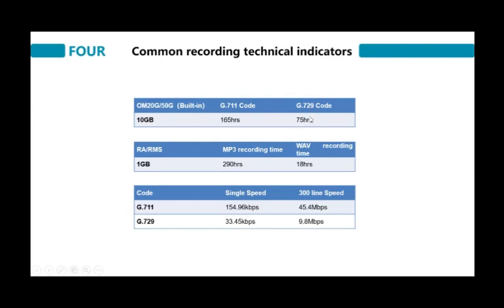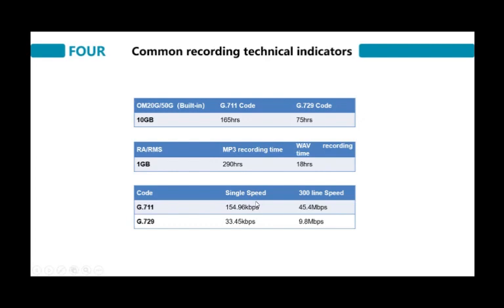For recording agent and recording management system, if you use the MP3 format, say for example for 1 GB, you can record up to 290 hours. For WAV format, it's only 18 hours. So yeah, this is the codec, and of course the speed in kilobytes per second.